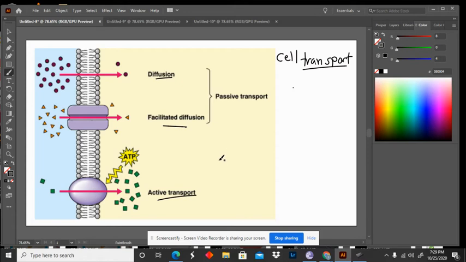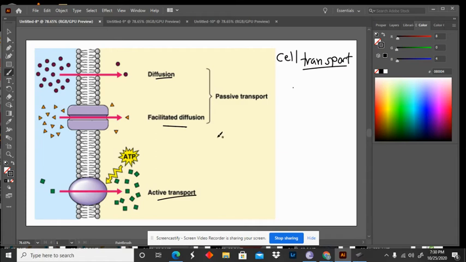So there are 5 ways that cells transport materials, and we're talking about materials. We're talking about water, oxygen, carbon dioxide, ions, proteins, all these different substances that the cells move in and out. When we're talking about this, we're referring to cell transport. So let me go over the 5 of them right now.